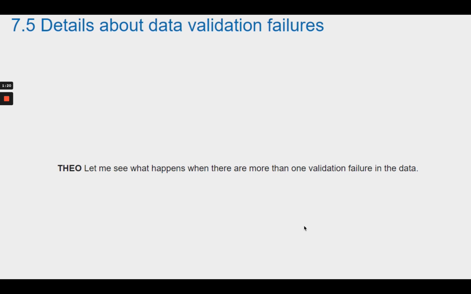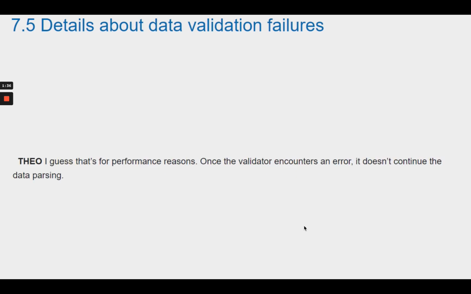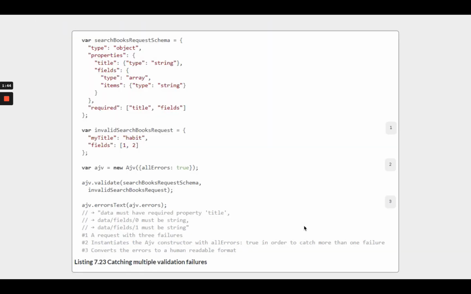Theo. Let me see what happens when there are more than one validation failure in the data. Joe. By default, AJV catches only one validation error. Tip. By default, AJV catches only the first validation failure. Theo. I guess that's for performance reasons. Once the validator encounters an error, it doesn't continue the data parsing.